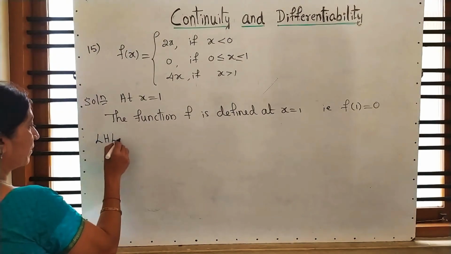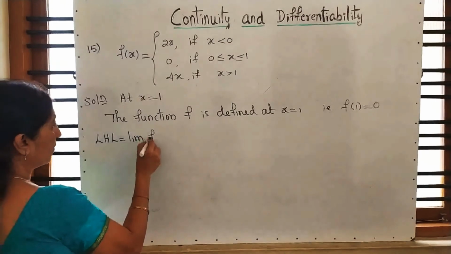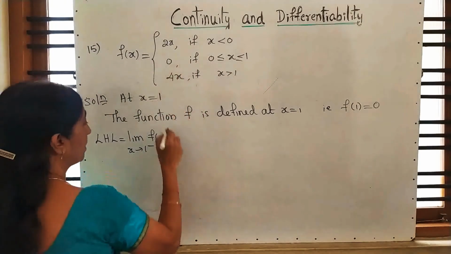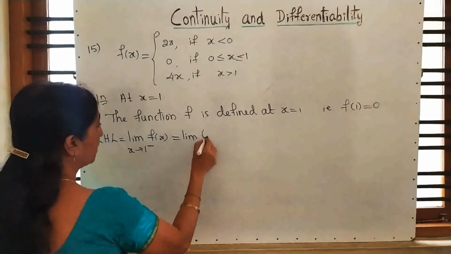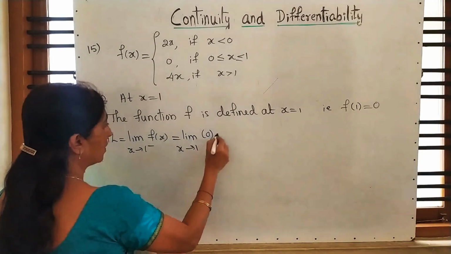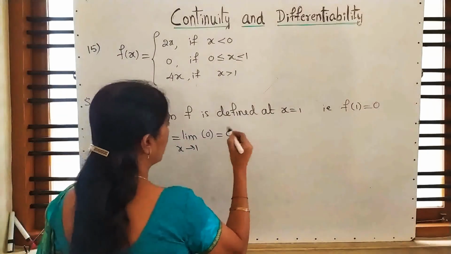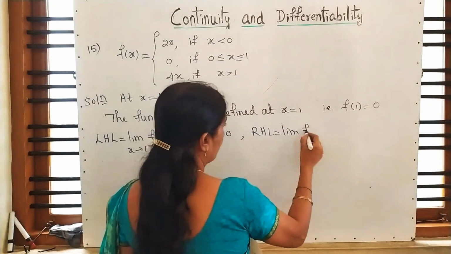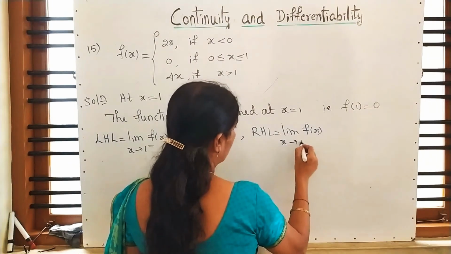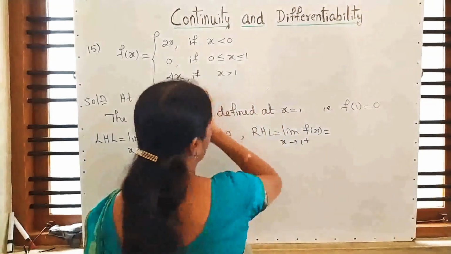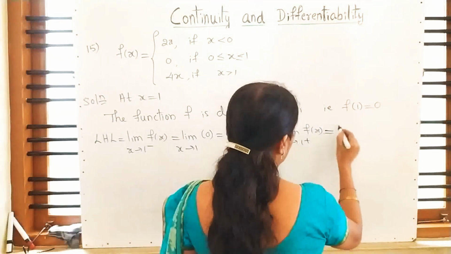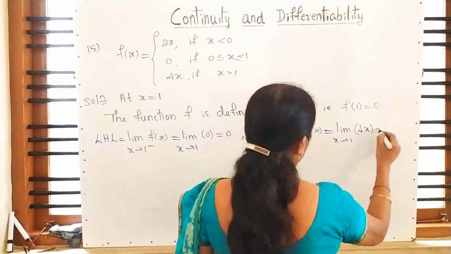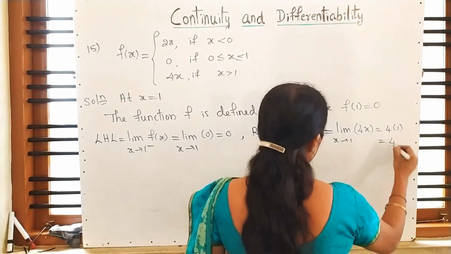Left hand limit is limit f of x as x tends to 1 minus. Here it is x less than 1. Limit 0 as x tends to 1 is 0, because there is no x value to write. RHL is limit f of x as x tends to 1 plus. Which function are we selecting? This one. Limit 4x as x tends to 1. That is 4 into 1 is equal to 4.